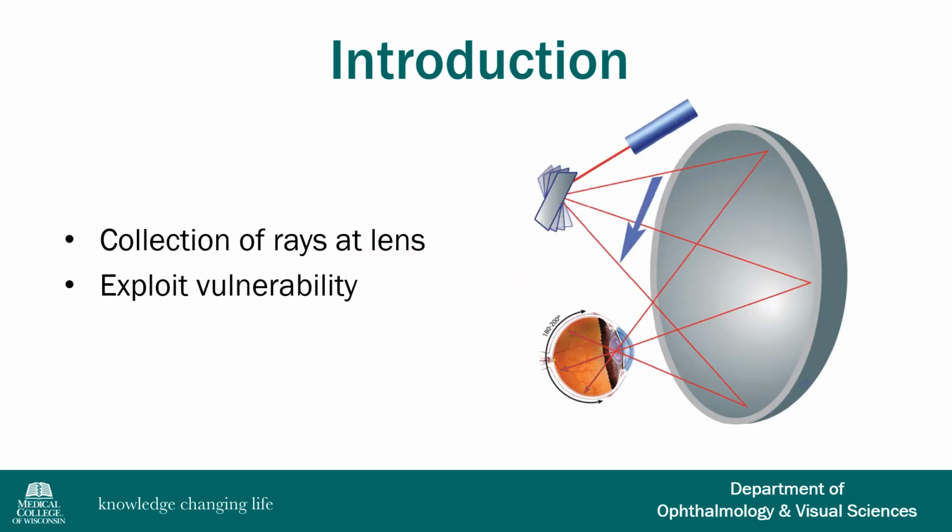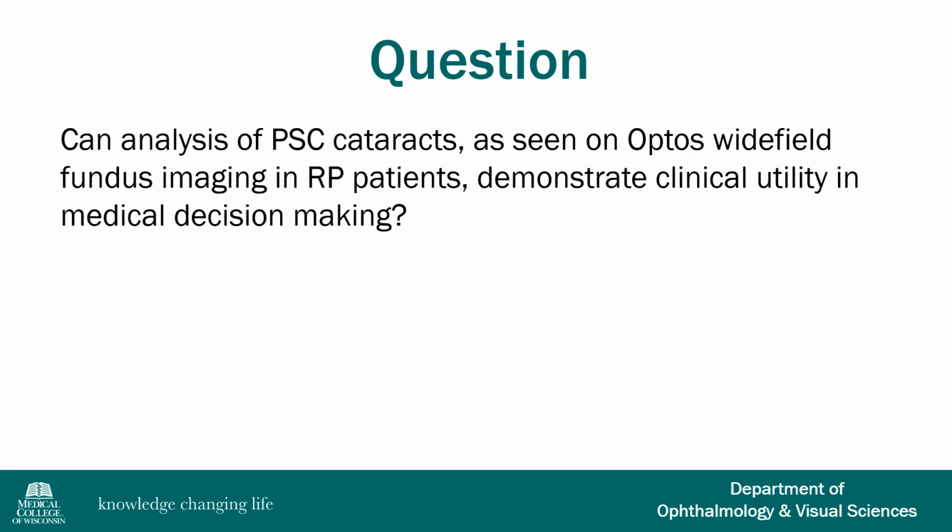When asking why PSCs are so much more noticeable on Optos images, we can see that the ellipsoid mirror causes a collection of rays near the posterior lens. This then produces the dramatic opacifications on the final panoramic images. Ultimately, we hope to exploit this vulnerability in the Optos system. Combining all of the factors we have covered thus far, our question then becomes, can analysis of PSC cataracts on Optos wide-field fundus imaging in RP patients demonstrate clinical utility in the medical decision-making?